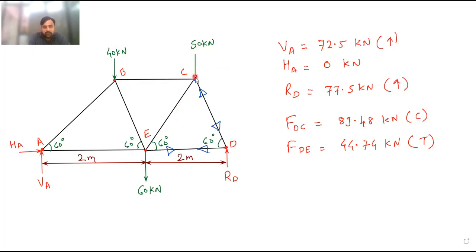And all others, this 50 kilonewton value is known to us, and the force in member DC is also known to us, 89.48, and it is compressive towards the joint. So we can solve joint C, and we can also solve joint A. At joint A, we know the value of HA and VA, so there are only two unknowns, AE and AB. So either from joint A or from joint C, we can take any one joint to solve the problem further. So we will take joint C.